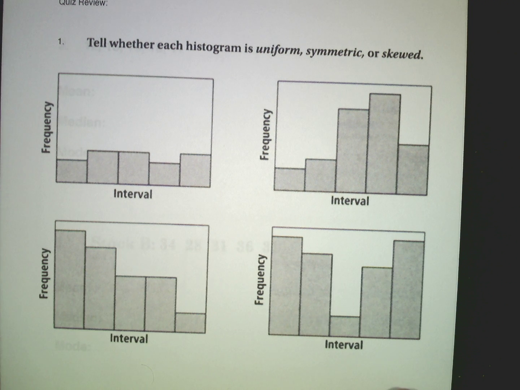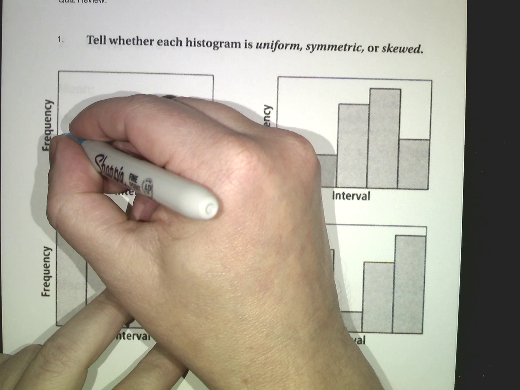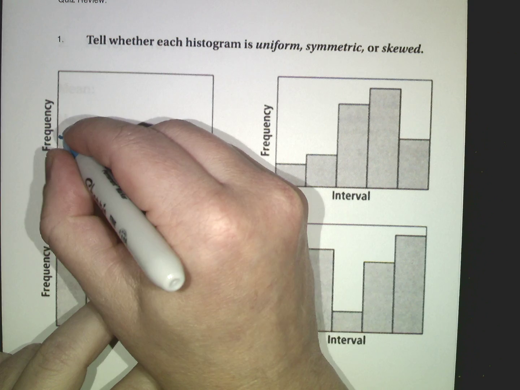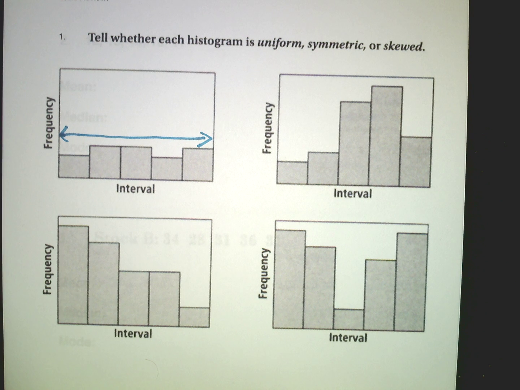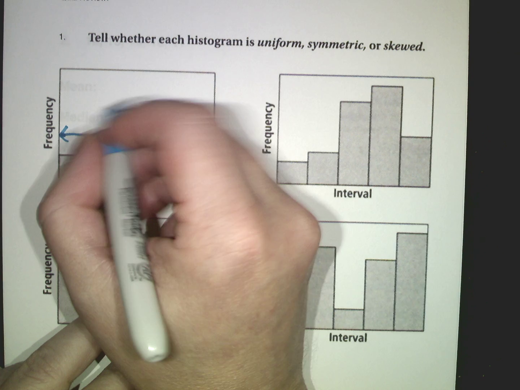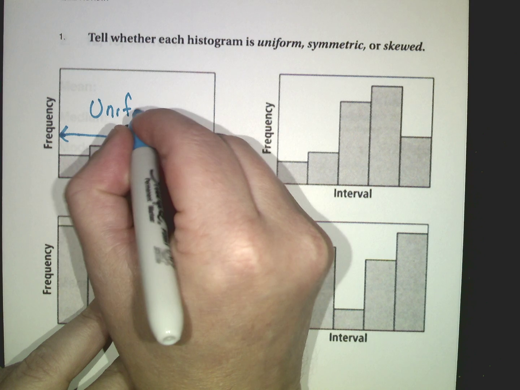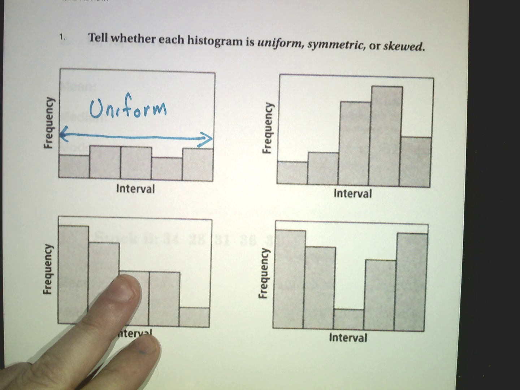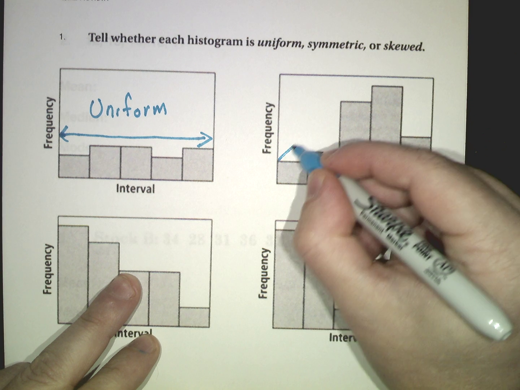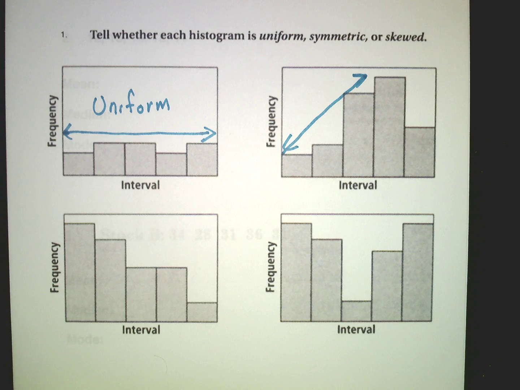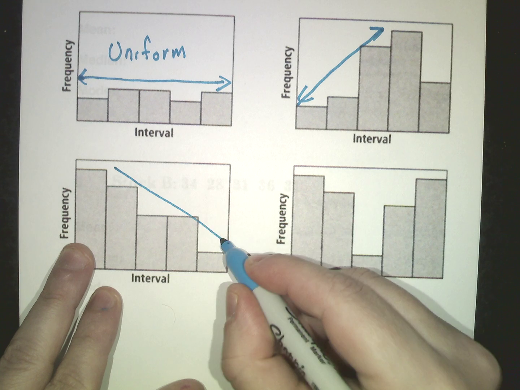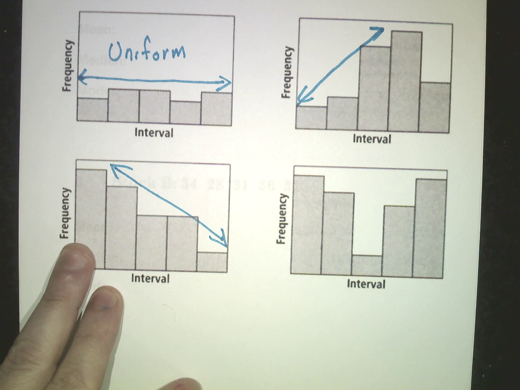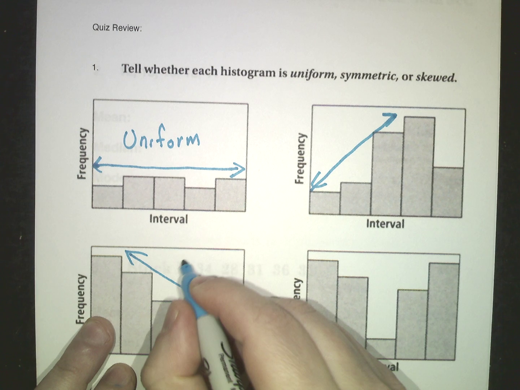Okay, so I'm looking at these four. How do we determine what they are? Well, we look at the direction. We try to draw what we call a line of best fit or tendency line. If something looks straight, like that one, nice and even, that I would call uniform. Now, if you draw a line from the top one to the bottom and it looks like stairs going down or up, when you think stairs, I think skewed.